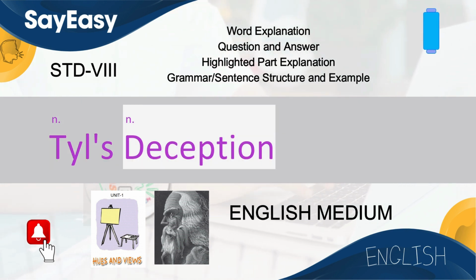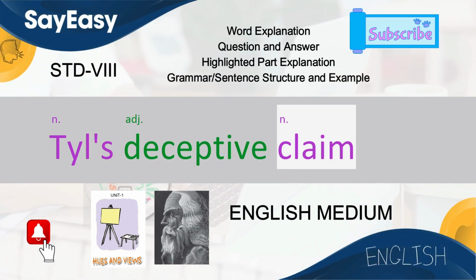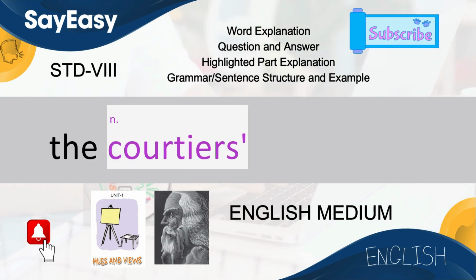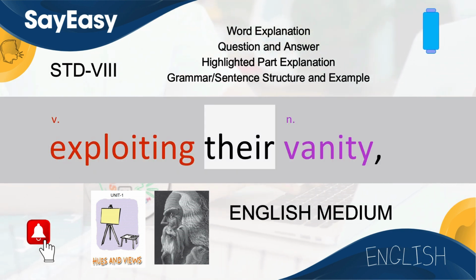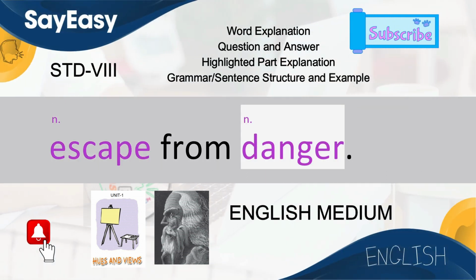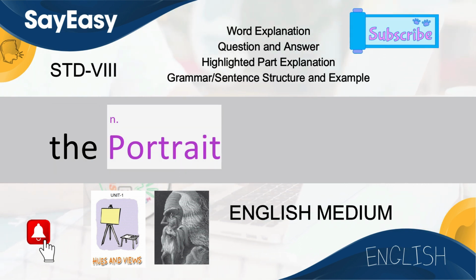Tyval's deception regarding the portrait. Tyval's deceptive claim about the visibility of the portrait, manipulating the courtiers' perceptions and exploiting their vanity, ultimately leading to his escape from danger.